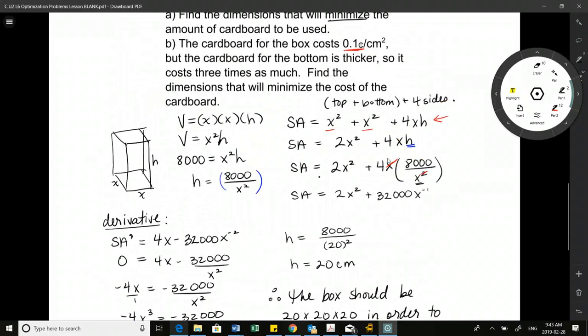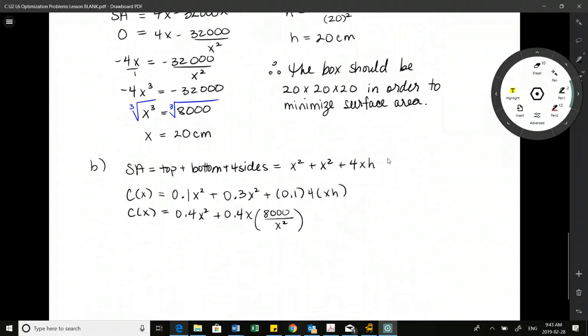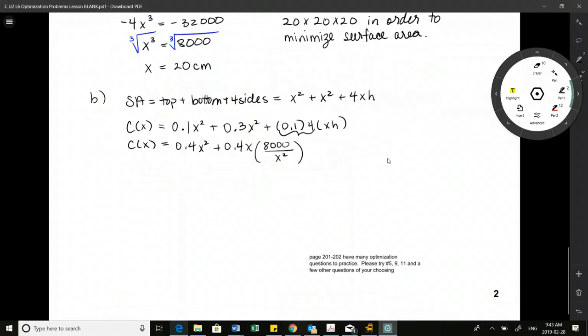So the question tells us that the cost for the bottom is 3 times as much, so 0.3 rather than 0.1. Olivia? Did you separate the 4 from the xh because you knew I just multiplied these together? I didn't separate it. Okay, and then I think we can just take one more step here and just simplify. So we will get 0.4 times 8,000, which is 3,200, thank you.